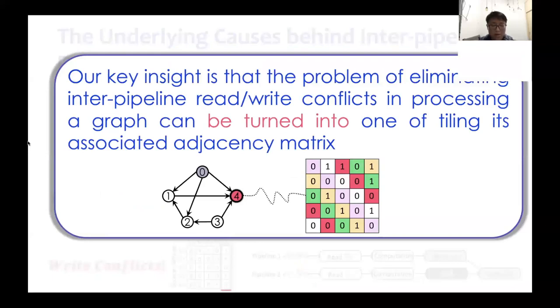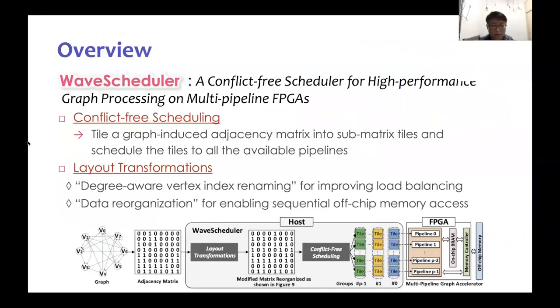Therefore, our key insight is that the problem of eliminating inter-pipeline read-write conflicts in processing a graph can be turned into one of tiling its adjacency matrix. We have introduced a new approach with a scheduler to completely eliminate all the inter-pipeline data conflicts. The scheduler tiles a graph's adjacency matrix and then dispatches the submatrix tiles to all the available pipelines appropriately to achieve conflict-free graph processing. To fully reach the performance potential offered by conflict-free scheduling, we have also introduced two layout transformations to improve load balancing and maximize sequential memory access in processing the edge data in a graph.